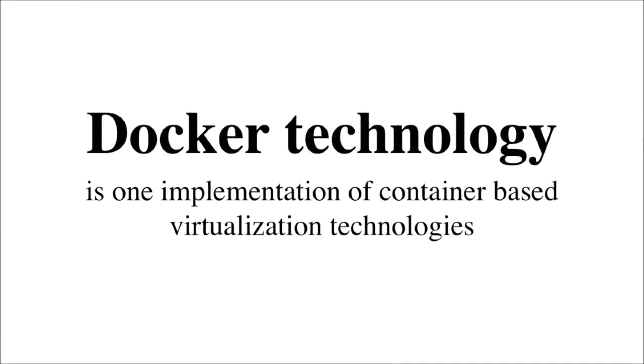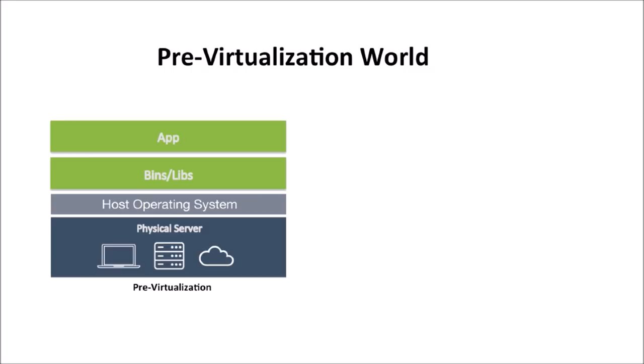Technically, Docker is one implementation of the container-based virtualization technologies. Let's take a look at how virtualization technology has evolved over time. In the pre-virtualization days, we're using big server racks. Underneath, we have the physical server. We install the desired operating system on it. Then we run the application on top of the operating system. And each physical machine would only run one application.